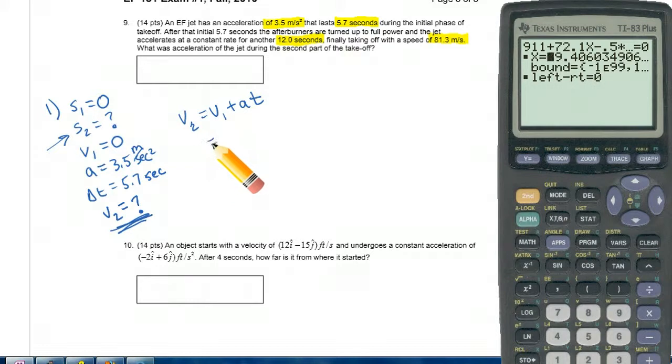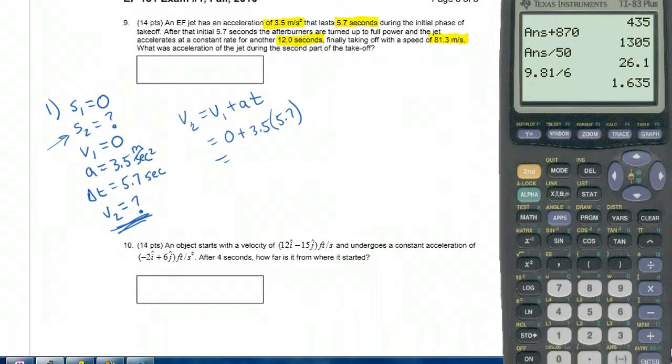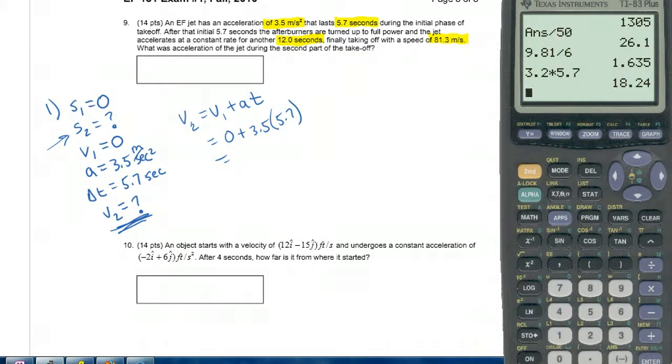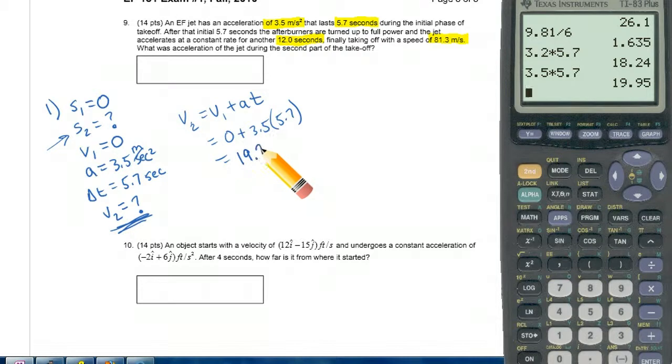Okay, so that's going to be equal to 0 plus 3.5 times 5.7. So come over here, get that number. 3.5 times 5.7, and let's type it in right. 3.5 times 5.7 is 19.95 meters per second.